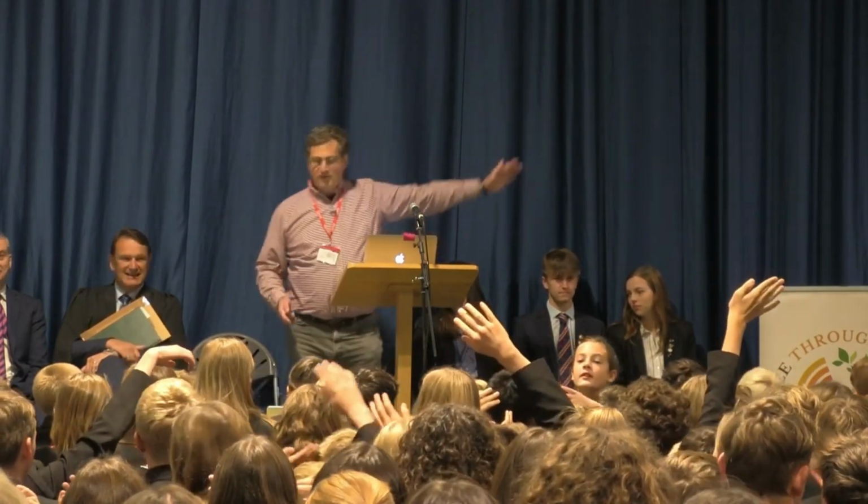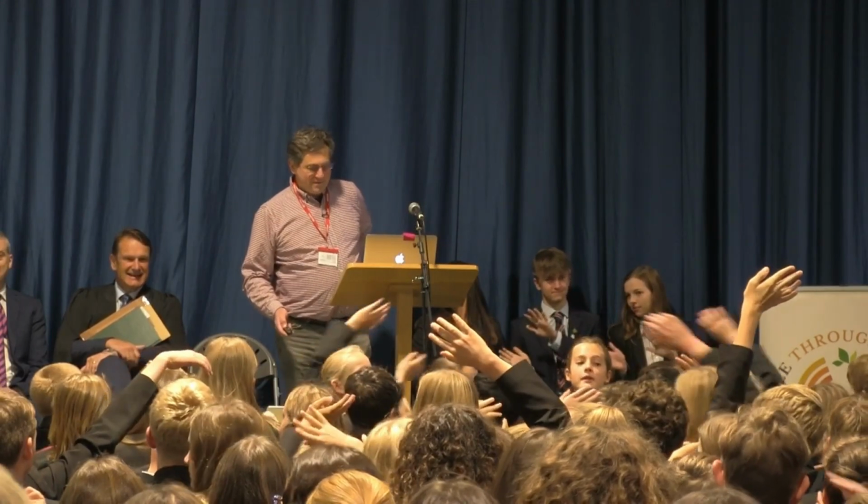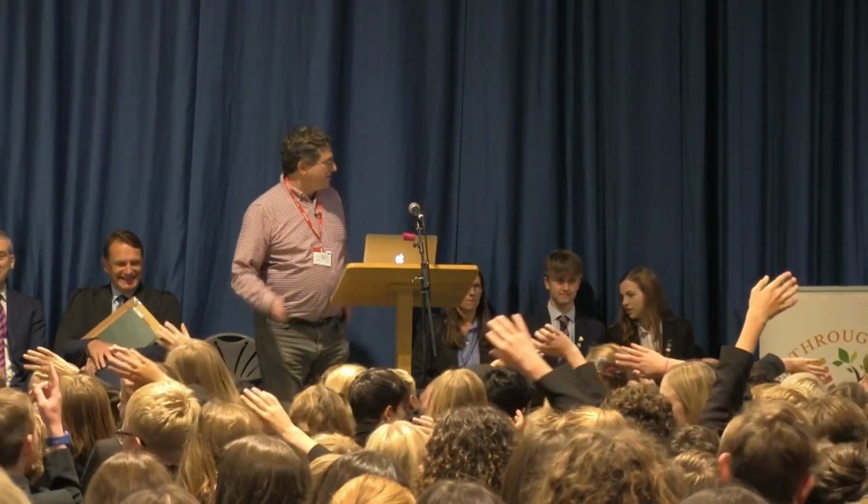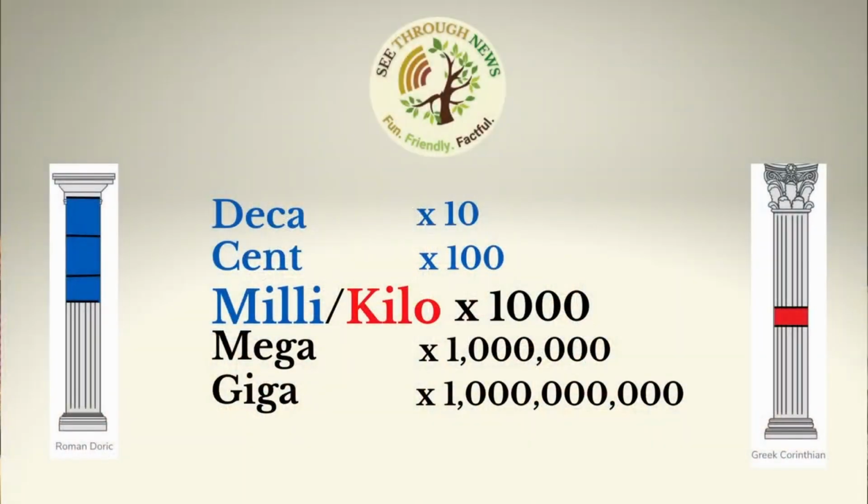This way for Latin, that way for Greek. Okay, Latin again. Now let's ramp it up a bit to 1,000. Milli, as in millipede, but not militant. Kilo, as in kilogram, but not killer whale. This way for Latin, that way for Greek. Well done, you're all correct. Milli is Latin, kilo is Greek.